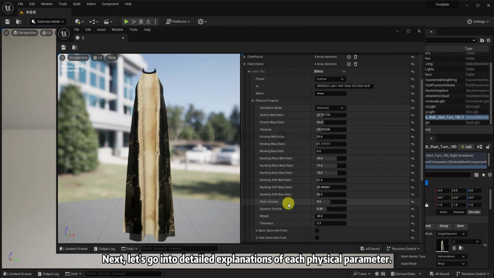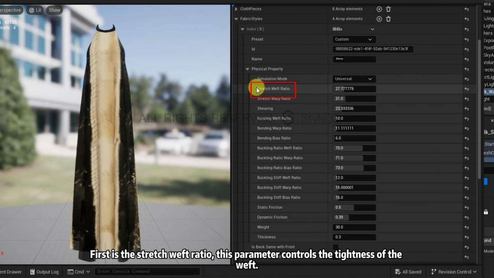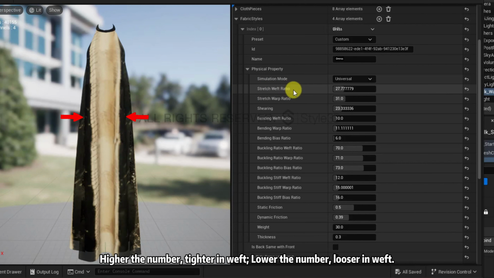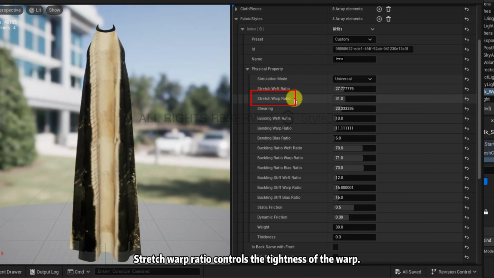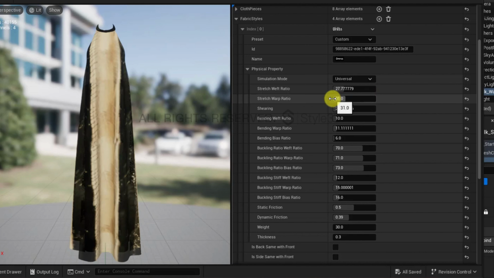Next, let's go into detailed explanations of each physical parameter. First is the stretch weft ratio. This parameter controls the tightness of the weft. Higher the number, tighter in weft, lower the number, looser in weft. Stretch warp ratio controls the tightness of the warp. Higher the number, tighter in warp, lower the number, looser in warp.